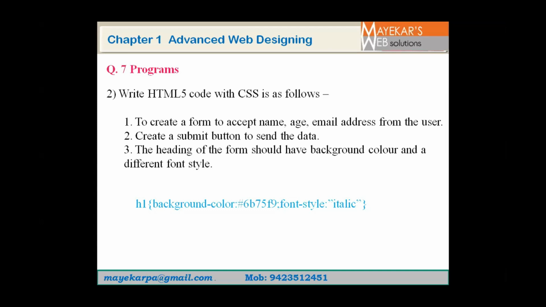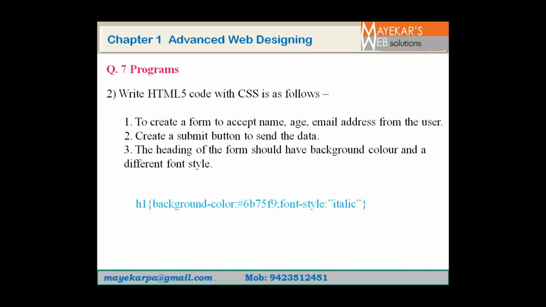So here we have to create a submit button, and the third option, the heading of the form should have a background color and a different font style. Okay, so here we have to use font style. Different font style means there are three font styles: italic, oblique, and bold. Okay, so any style you can use here. The heading of the form should have background color and a different font style.